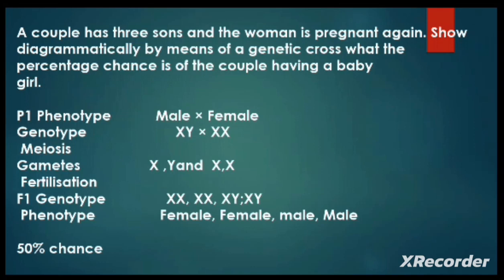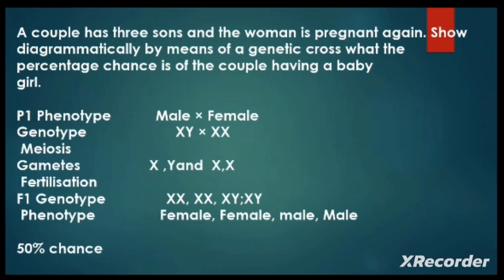So what are the phenotypes of these genotypes? Is XX a male or a female? It's a female. XX, is it a female or a male? It's a female. XY, male. XY, male. So what are the chances of this couple having a baby girl, right? We have the ratio is 2:2, which is 1:1 simplified. So the chances are 50% chance.